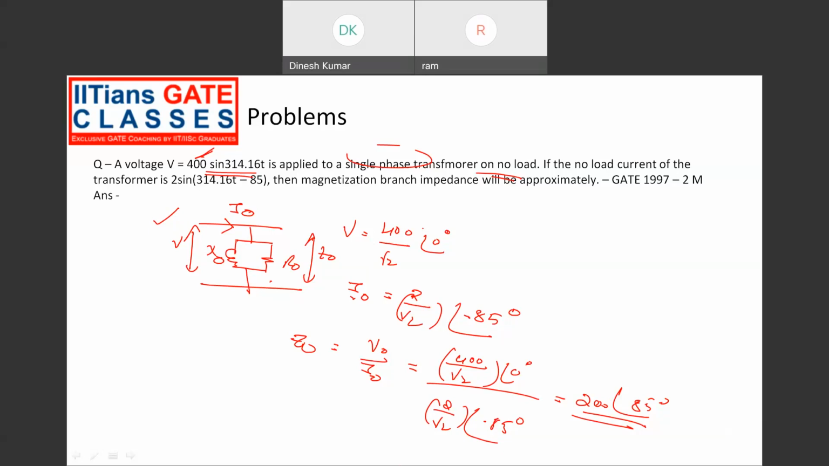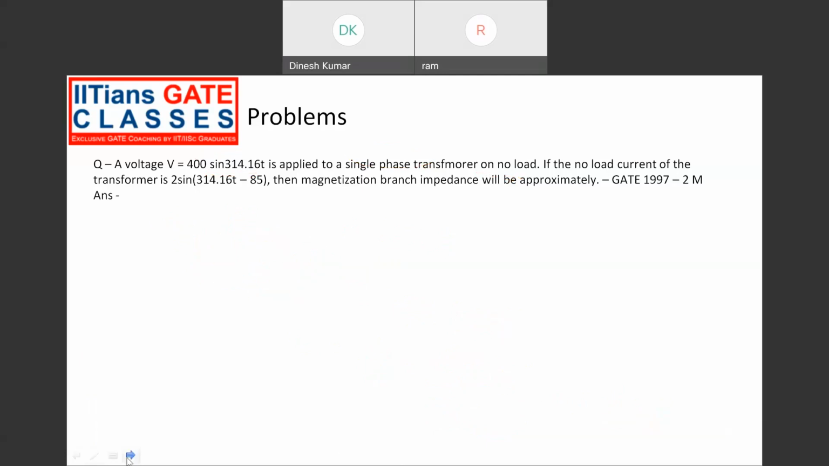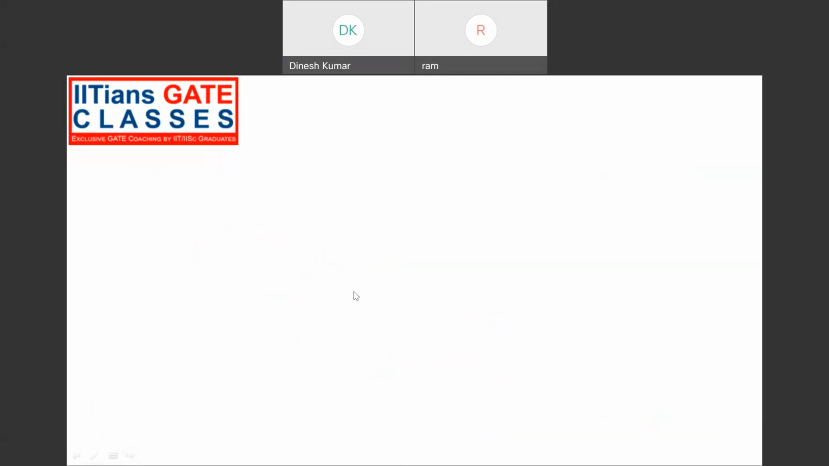Okay, let's go to the next slide. So we are drawing the equivalent circuit of a transformer. Till now we have seen the phasor diagram of a transformer. So first we have seen the ideal, then we have seen the practical transformer under no load, then we have seen the practical transformer under load conditions. So using these phasor diagrams, now we are going to draw the equivalent circuit of a transformer under load condition.